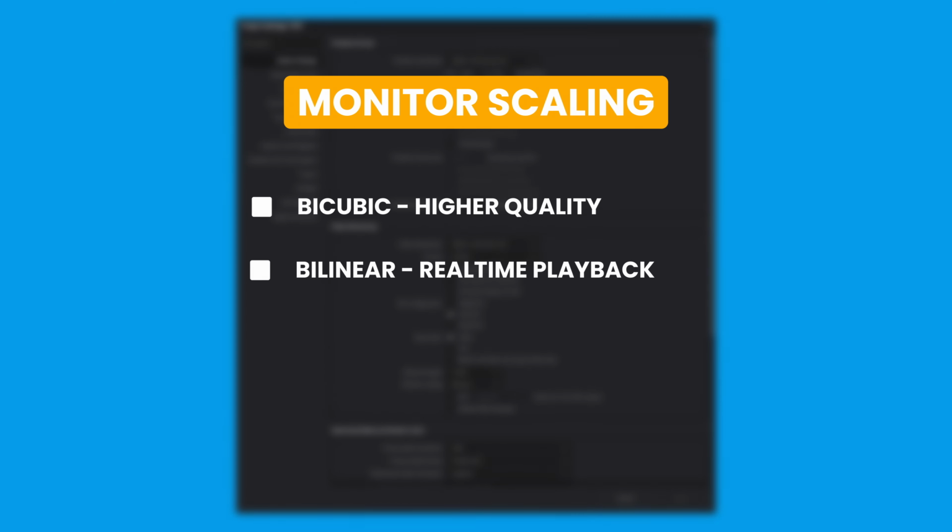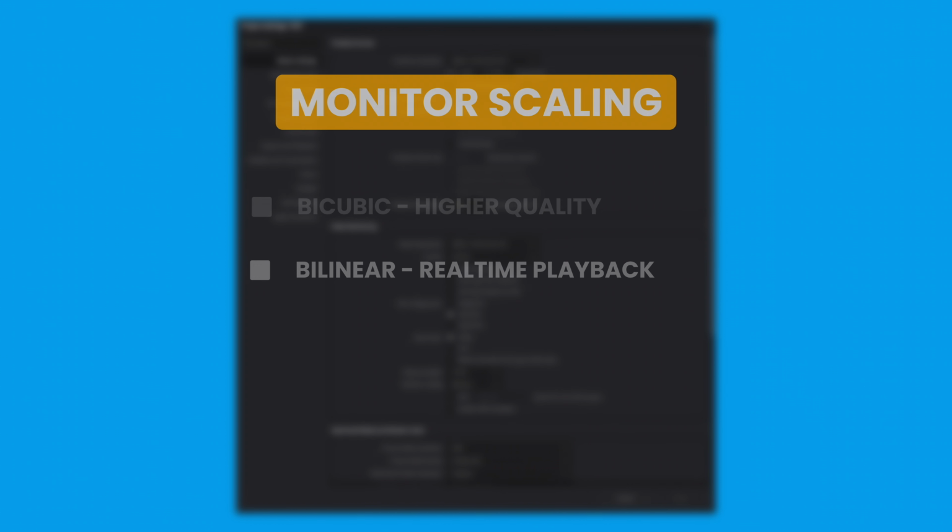Bilinear is faster and slightly softer at scaling and good for real-time playback. Bicubic is higher in quality, but with slightly more processing overhead. For most workflows, bilinear is fine. If you're doing critical evaluation and need the sharpest possible image on your monitor, switch to bicubic.